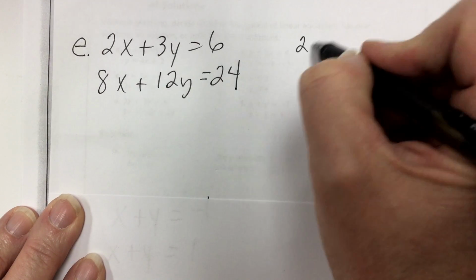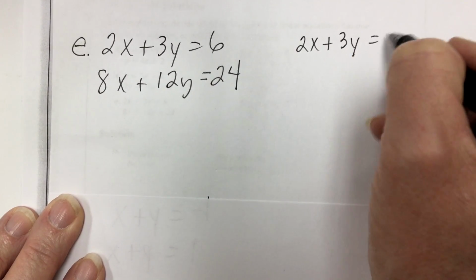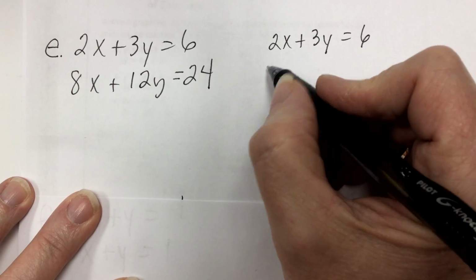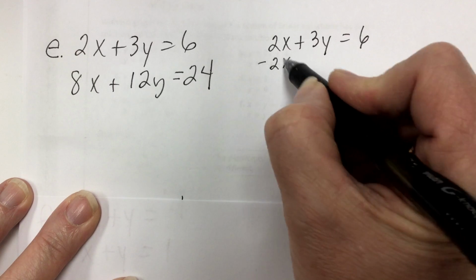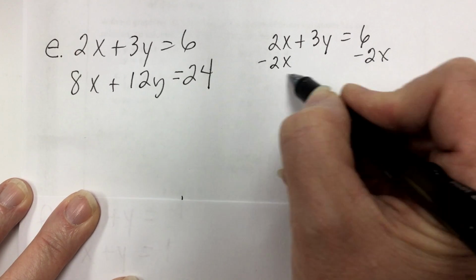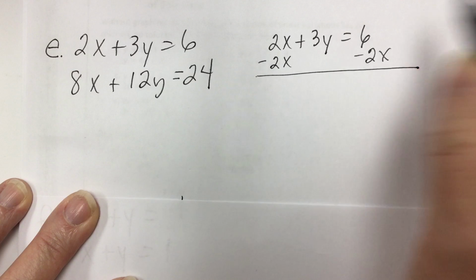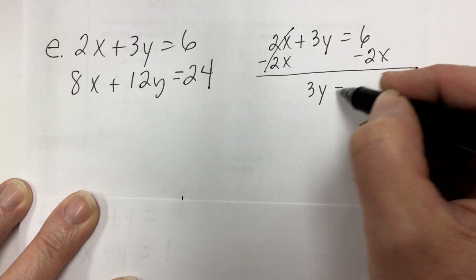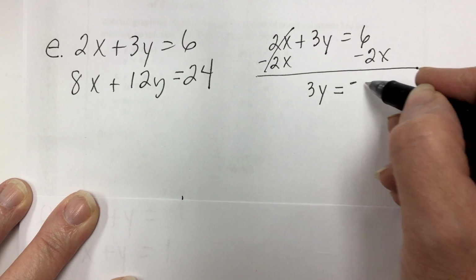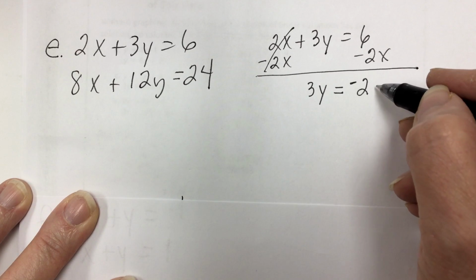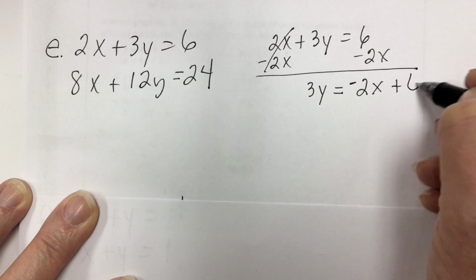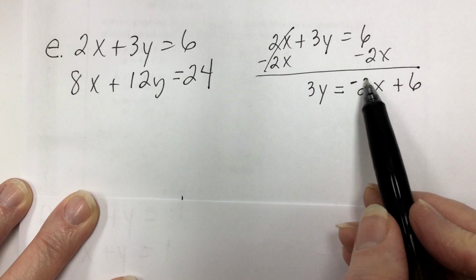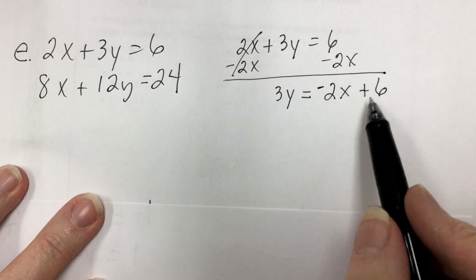I'm going to take 2x plus 3y equals 6 and solve for y. The first thing I will do is subtract 2x from both sides. The 2x's cancel. So I end up with 3y equals 6 minus 2x. Now I'm going to put my x term next to the equal sign: 6 minus 2x is the same thing as negative 2x plus 6.